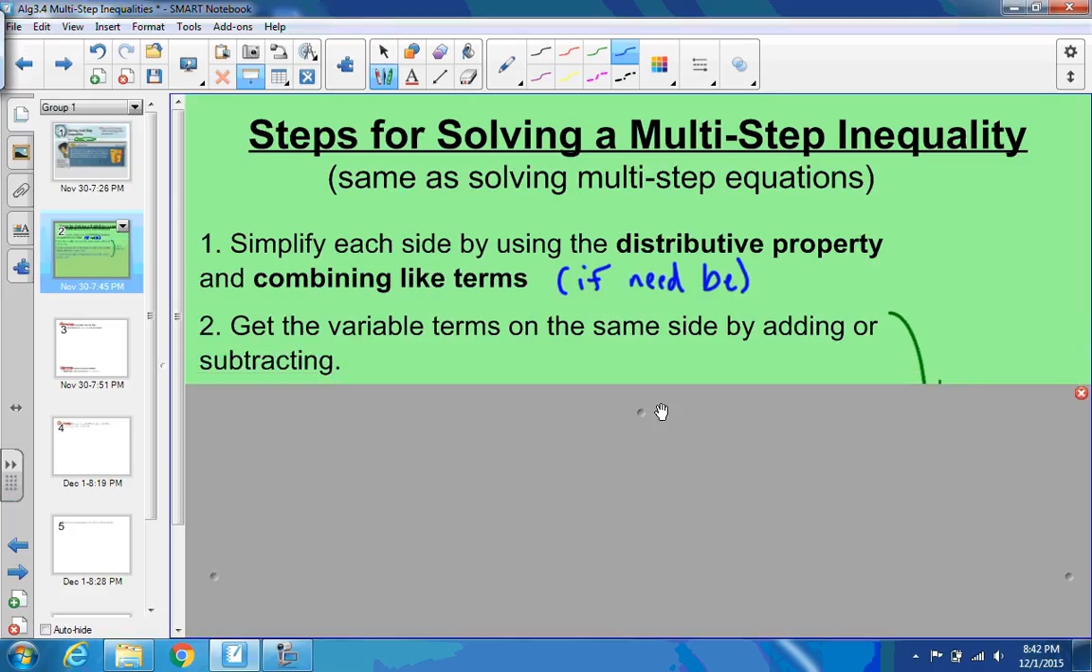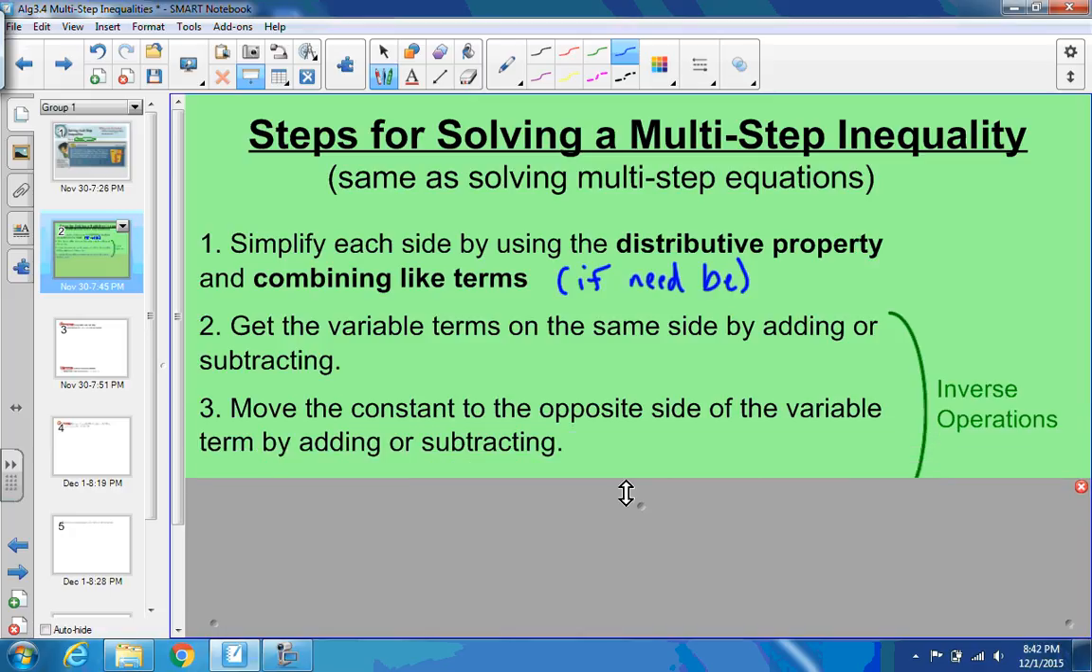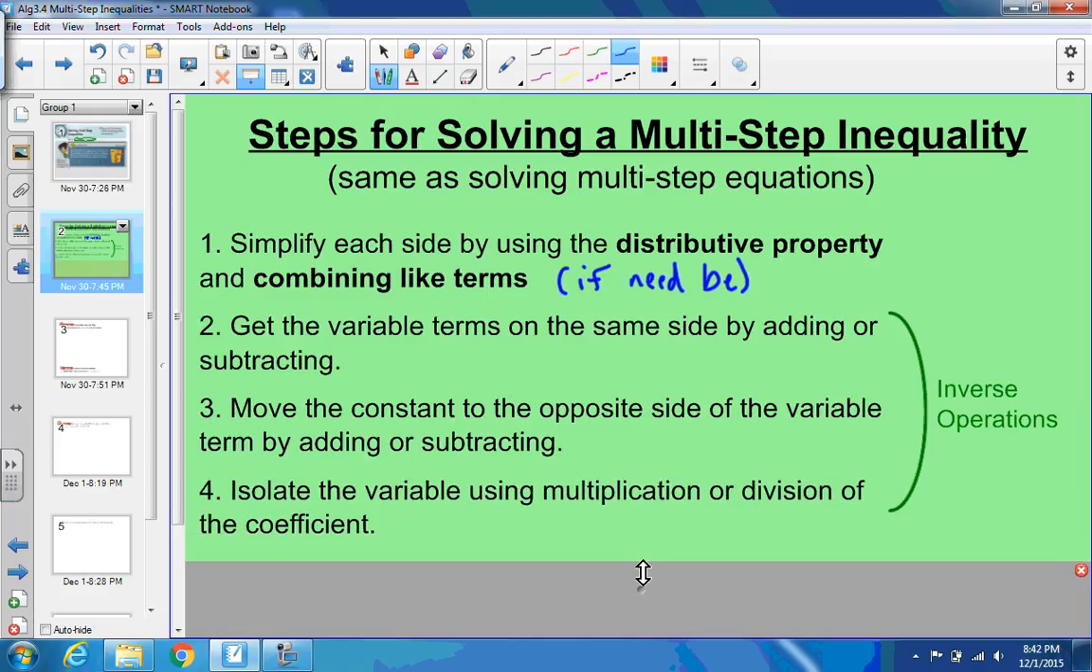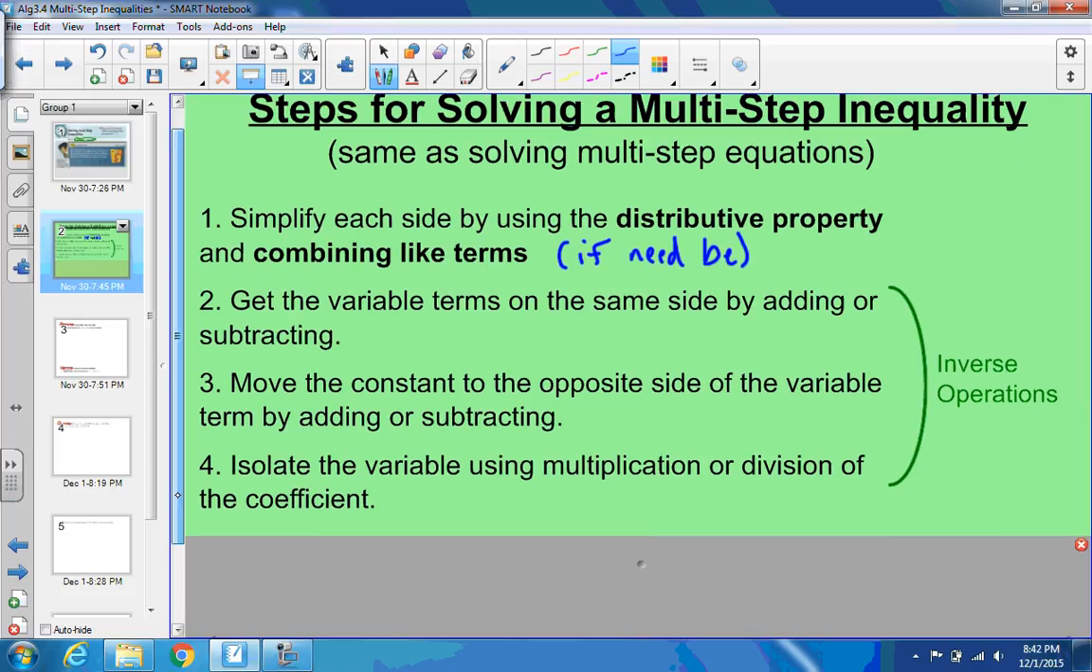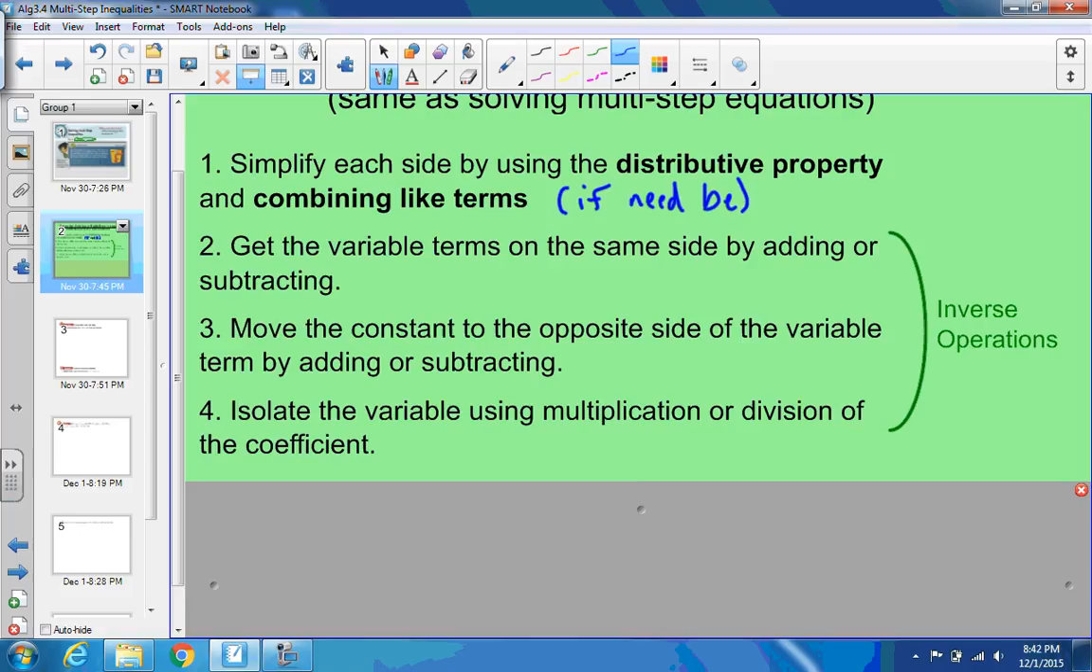Step 2 would be getting the variable terms on the same side by adding or subtracting. If there are variables on both sides, we have to get rid of them from one side by adding or subtracting that term, so that it's only on one side. Again, this is only if there are variables on both sides. Next would be to move the constant to the opposite side of the variable term. If there's a constant added or subtracted to the variable term, we do the inverse and move it away from that side. And then lastly, isolate the variable by using multiplication or division. If there's a coefficient in front of it, you divide. If it's divided by something, you multiply.